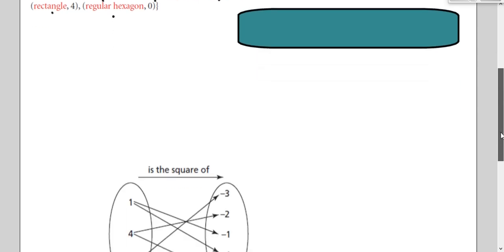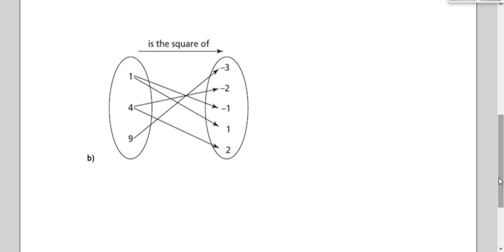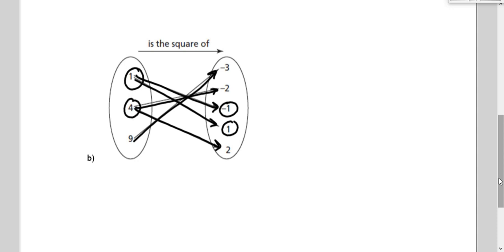My second one is down here. 1 is a square of -1 and 1, but 4 is a square of 2 and -2, and this one is 9, -3. So we have 2 arrows leading from multiple spots, here and here. So because of this double arrow, this is not a function. It is a relation, but it is not a function.